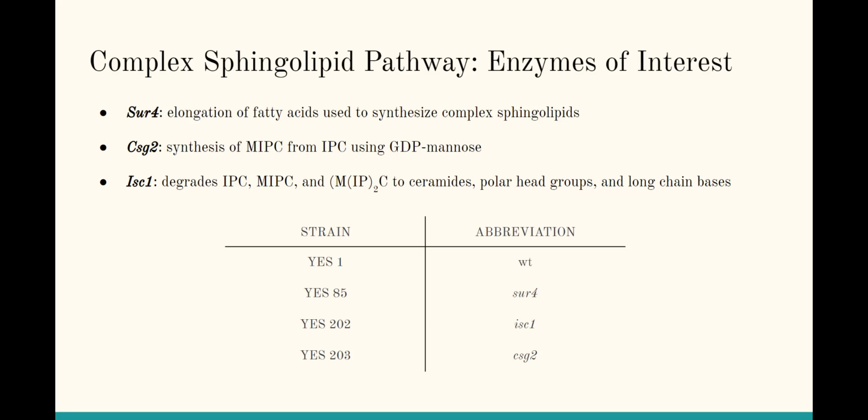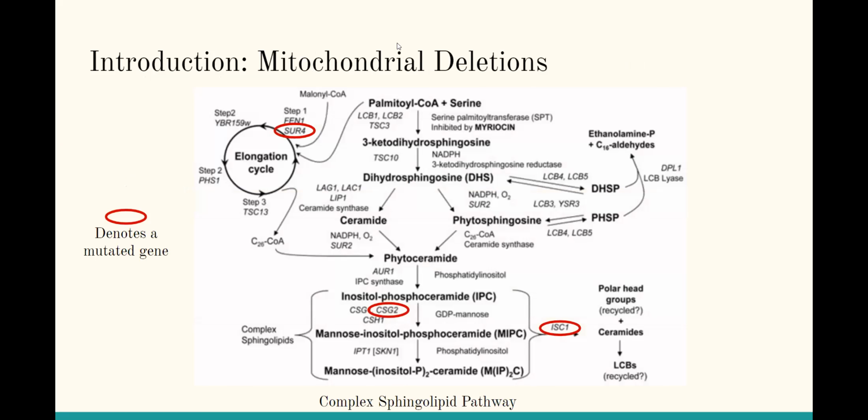And then ISC1 degrades. It's on the flip side of all of this, and it degrades our complex sphingolipids to their components, which are ceramides, polar head groups, and long chain bases. Here is a diagram of our complex sphingolipid pathway. This just gives everybody a visual of where these things are located, and what is up and downstream of them and how they are related to each other.